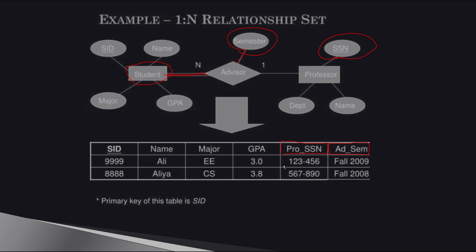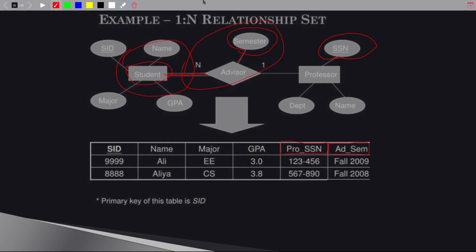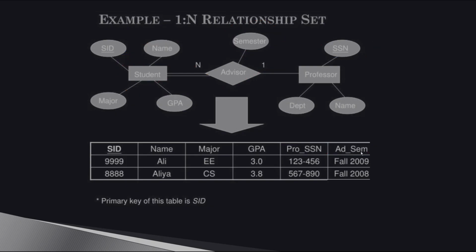Again, we're trying not to make many tables and many redundant things. So this is more efficient to just have as a single table the student and the ID of their advisor, and what semester they're advising them in. Okay.